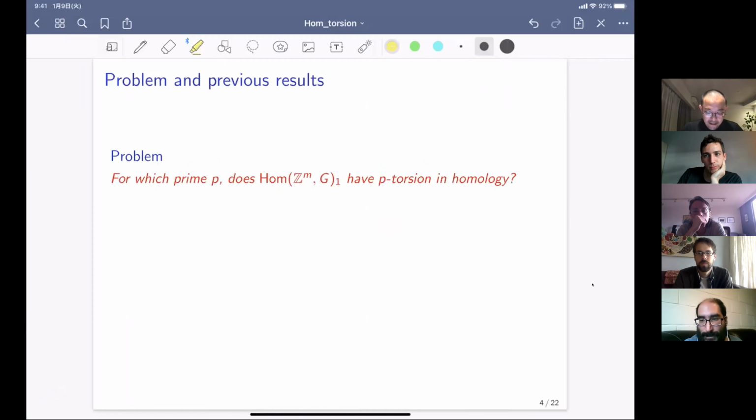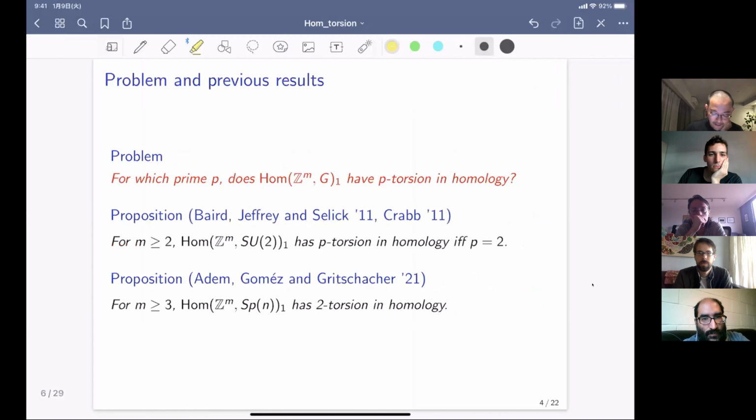Of course, there are some trivial cases where this space has p-torsion in homology. For example, if G has p-torsion in homology, then Hom(Z^m, G)_1 has p-torsion in homology because G is a retract of this space. And except for this kind of trivial cases, there are only two results on torsion in homology of this space.